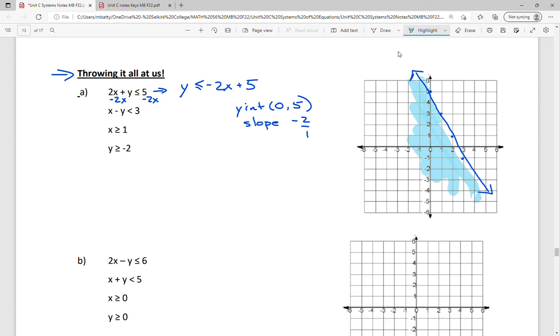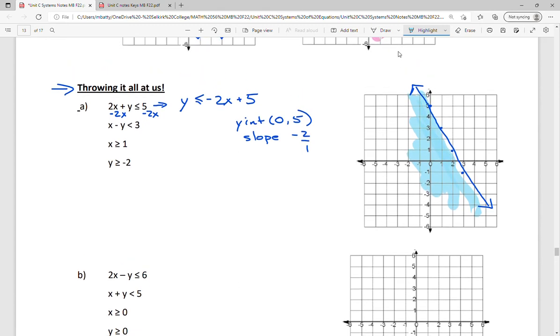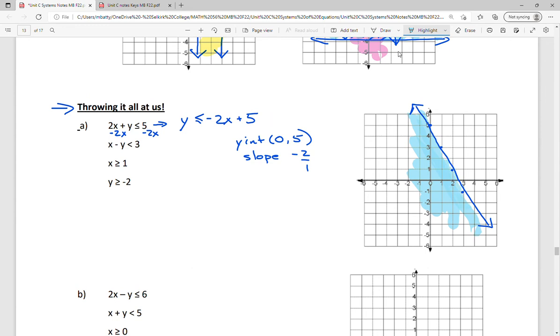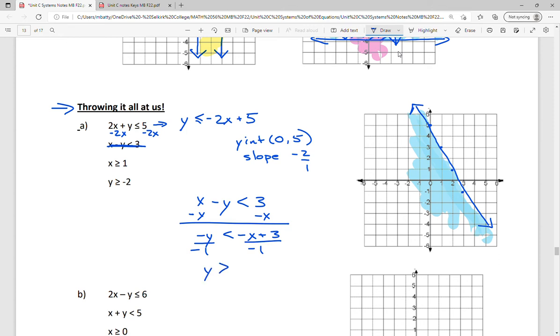Try and make this neat because there's going to be a lot going on with it. Okay, let's do the next one. So the next one, maybe I'll just write it out over here. So x minus y is less than 3. I'd subtract x from both sides. I get negative y is less than negative x plus 3. Divide by negative 1 on both sides. I get y is greater than x minus 3.